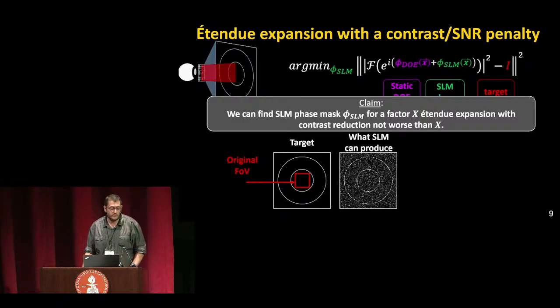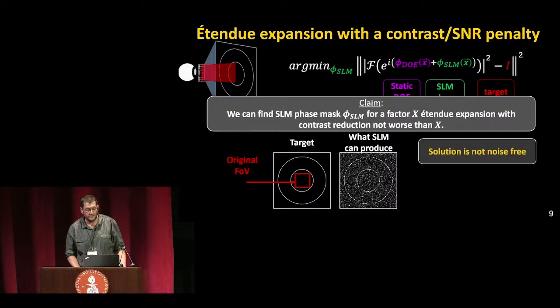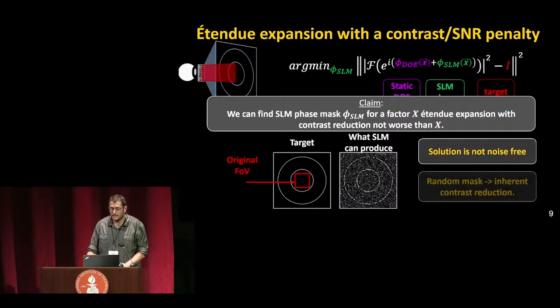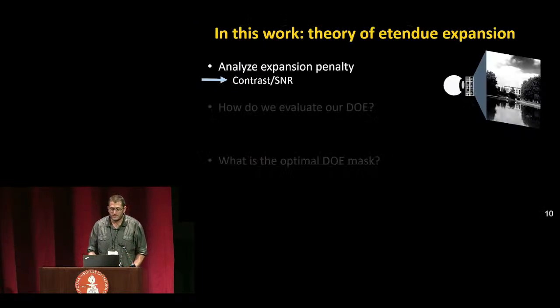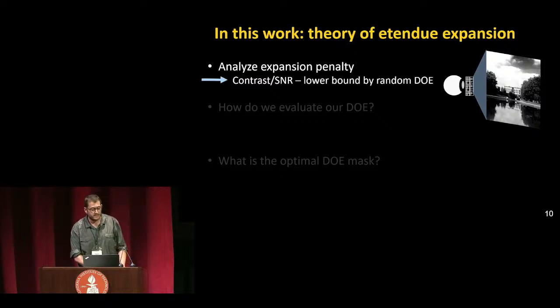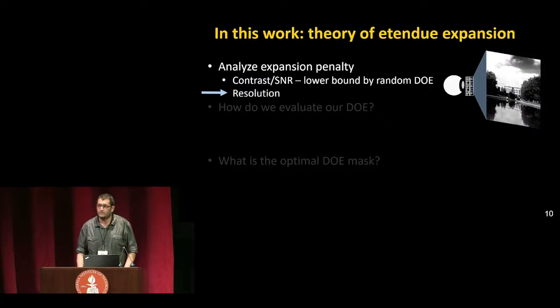Here's the image we generated with this target. We kind of got what we wanted, but the solution is very noisy. Our claim is based on the use of random masks, and in the paper, we showed that contrast reduction is inherent with random masks. So we've seen that etendue expansion can come with a large penalty on contrast of the images we can display. Next, rather than sacrificing contrast, we try to trade etendue with the resolution of the target image.